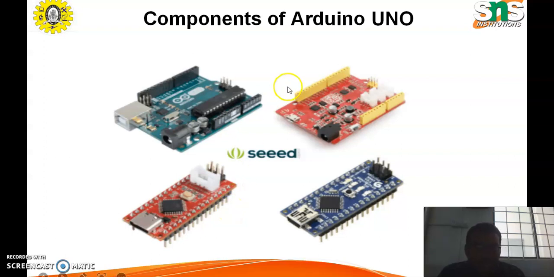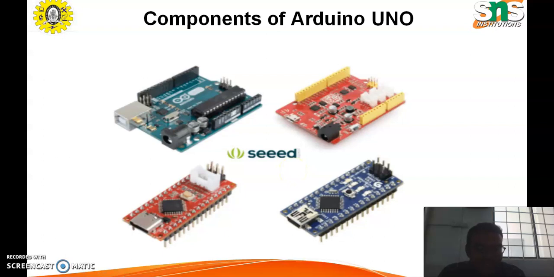Now we are going to discuss the components of Arduino UNO. Before that, the image symbolizes that there are various different types of Arduino boards which we can use. This is an Arduino UNO board, this is an Arduino Cardino board, this is an Arduino Nano, and this is one type of Arduino Mega board.